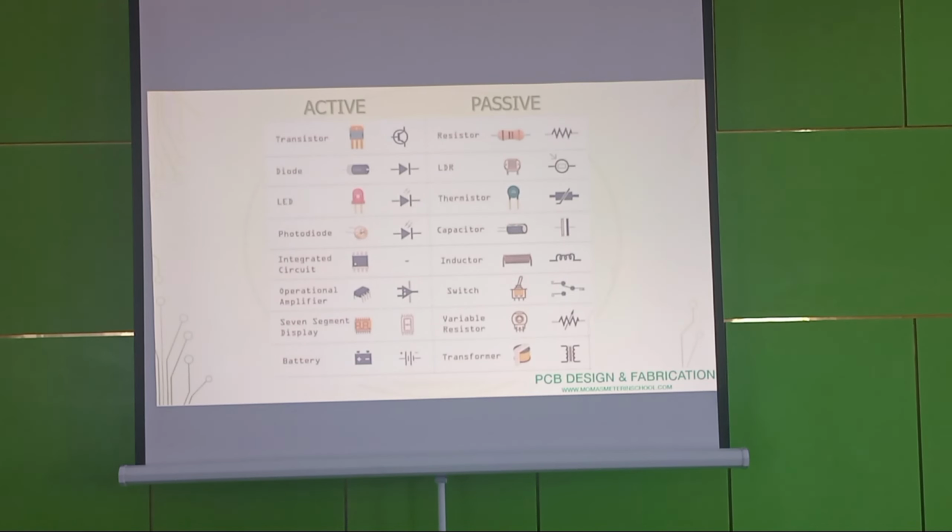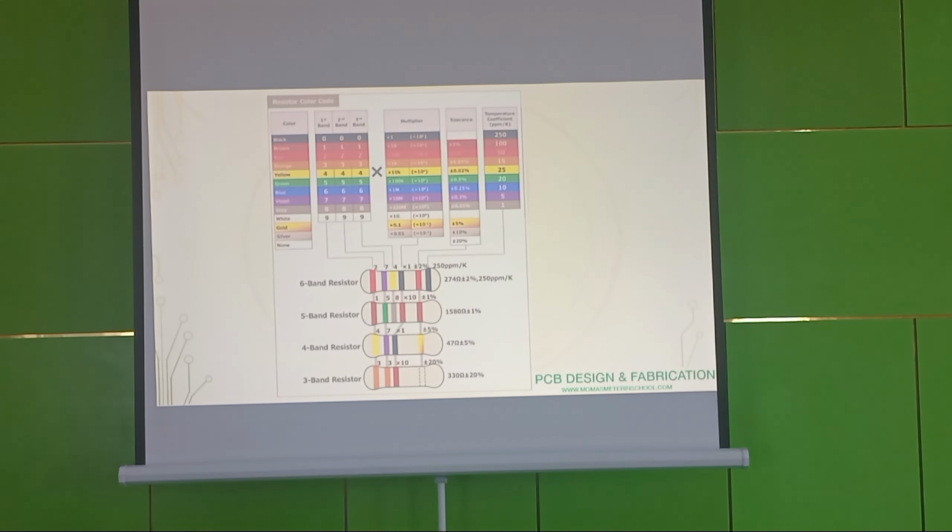Transistor, amplifier, diode, each has its own effect depending on how it is used. LED emits, photodiode receives. IC, depending on the type of IC, op amp, LCD display, and battery. Then the passive components: resistor, LDR, thermistor, capacitor, inductor, switch, transformer, and so on. And the color code, I don't know if you still remember.